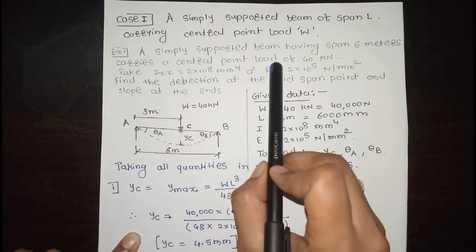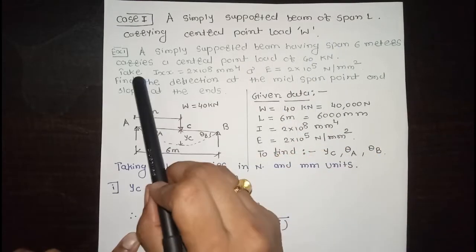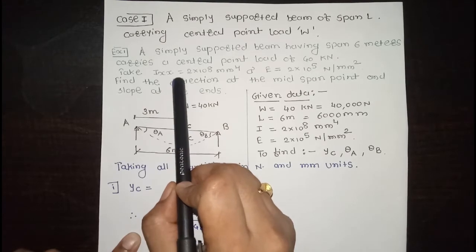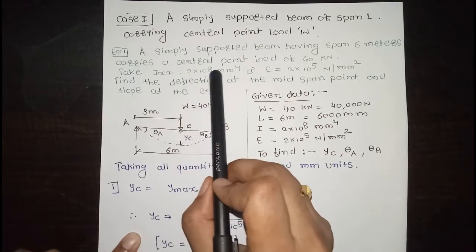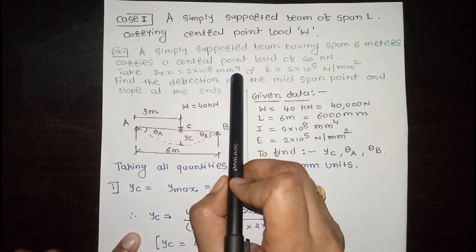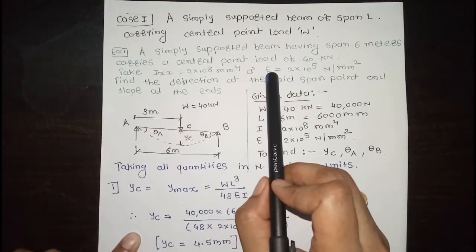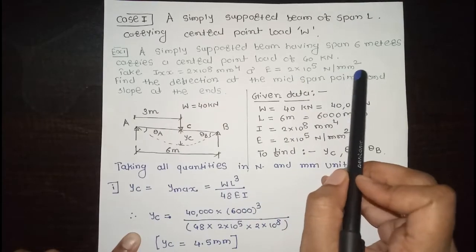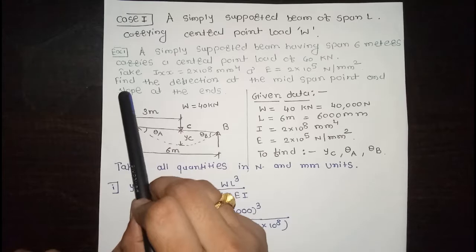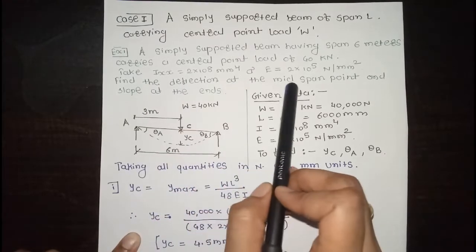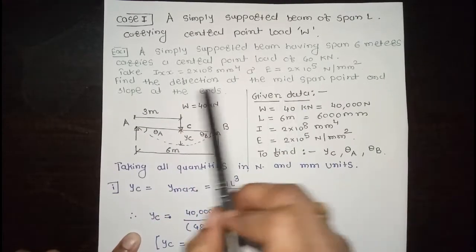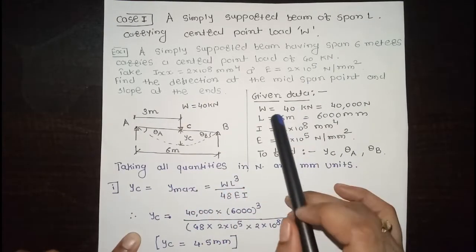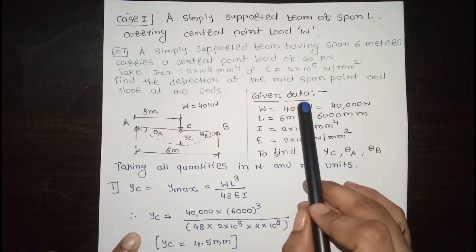Carrying a central point load of 40 kilonewton, take Ixx, the moment of inertia about x-axis, equal to 2 into 10 to the power 8 mm raised to 4 and capital E is equal to 2 into 10 to the power 5 Newton per mm square. Find the deflection at the midspan point and slope at the ends. First of all, write the given data.